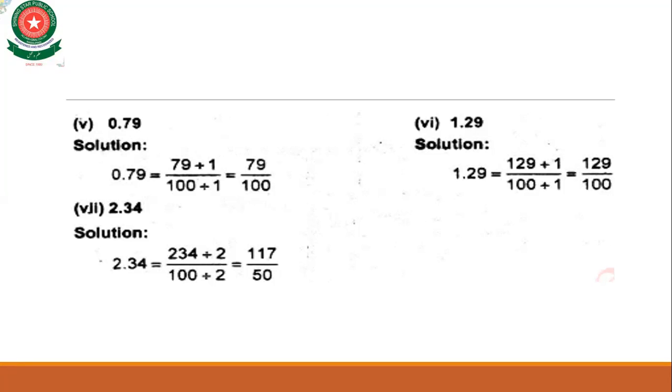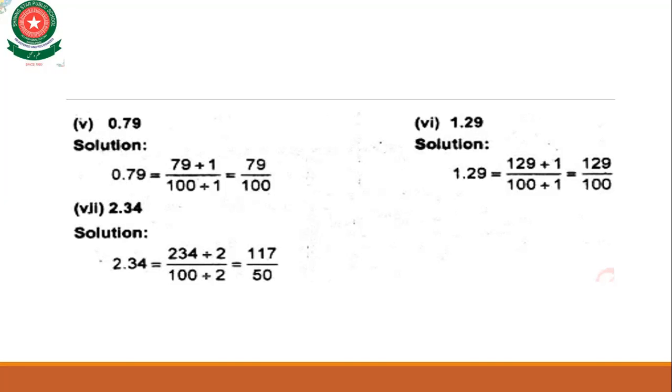Same as part number 6, 1.29, which is equal to 129 by 100. Here again, there is no number from which we can divide both numerator and denominator at the same time. So the answer will be 129 by 100.